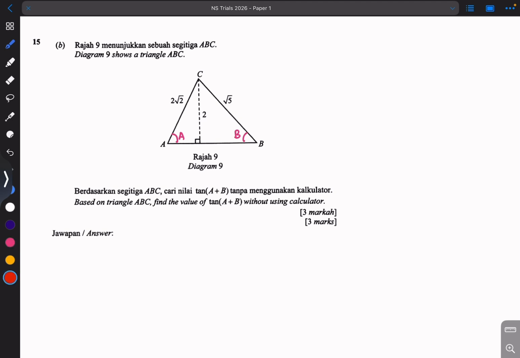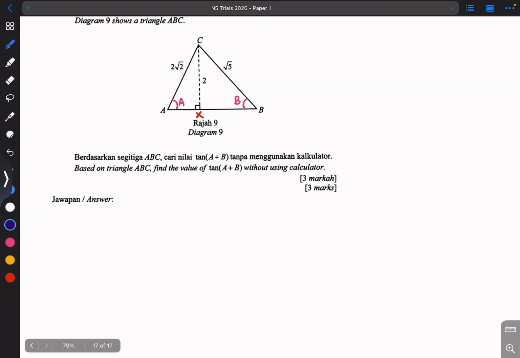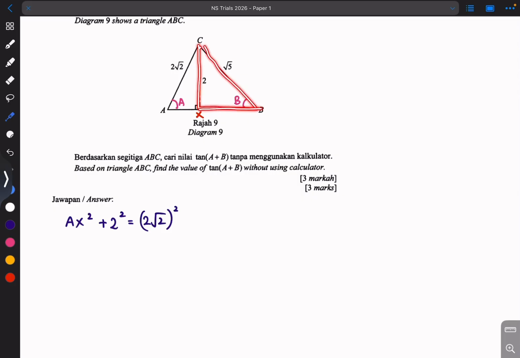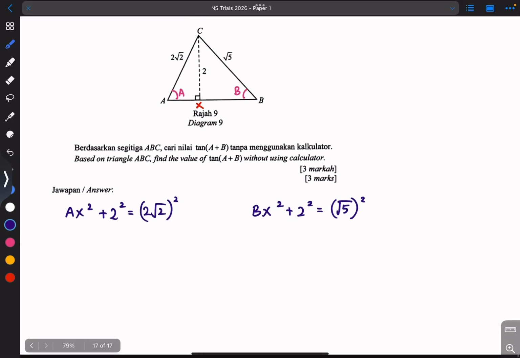Let's call this x. So let's find the length of AX first. Pythagoras theorem states that this square plus this square equals this square. So we can say AX square plus 2 square equals root 5 squared. A square plus B square is C square. And then here, BX square plus 2 square equals root 5 squared. Then we can find the value of AX and BX.